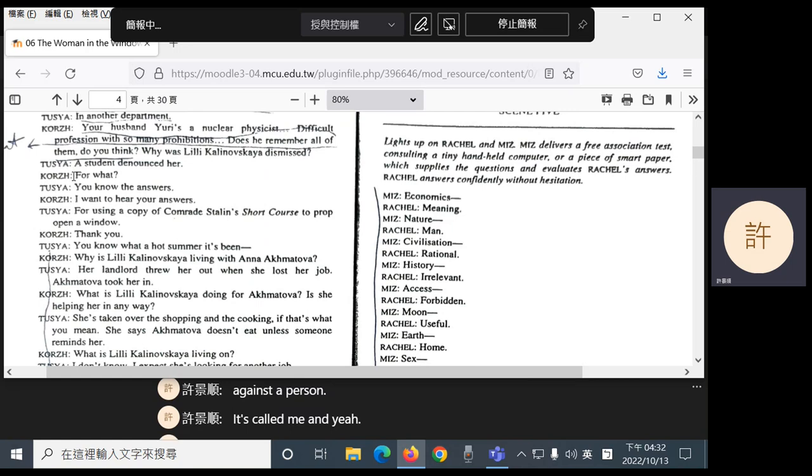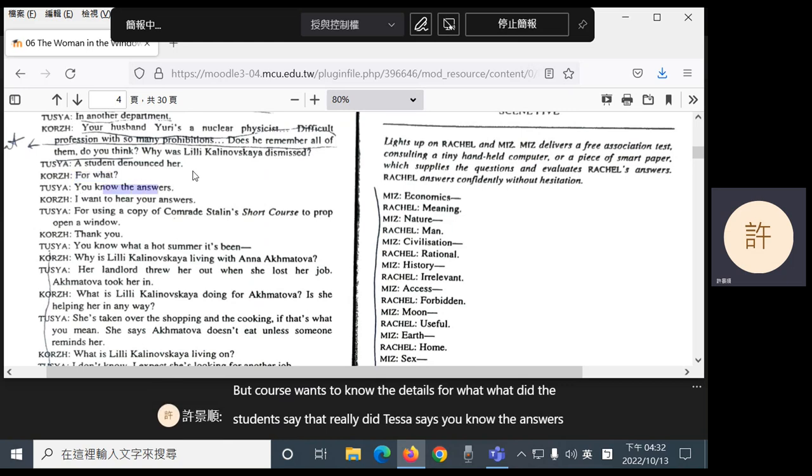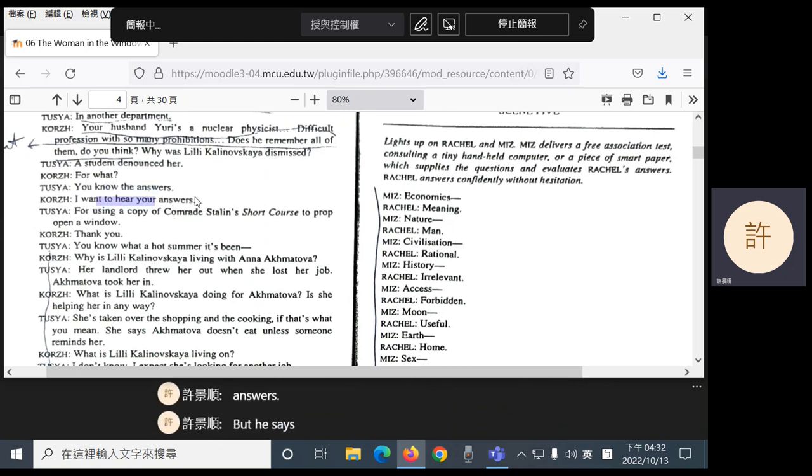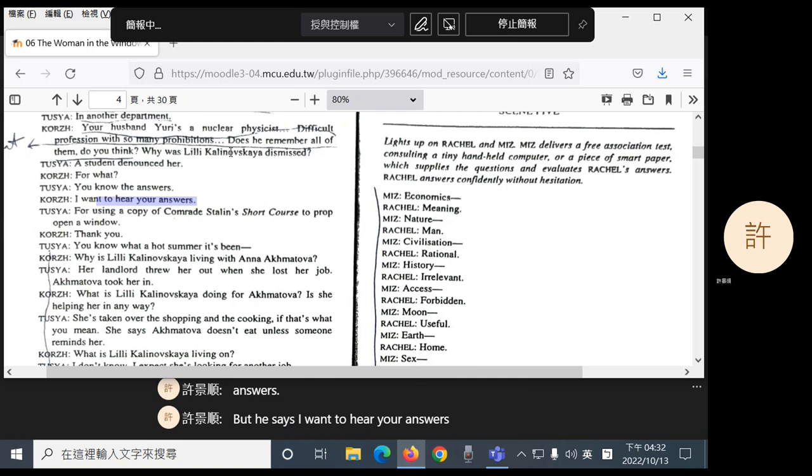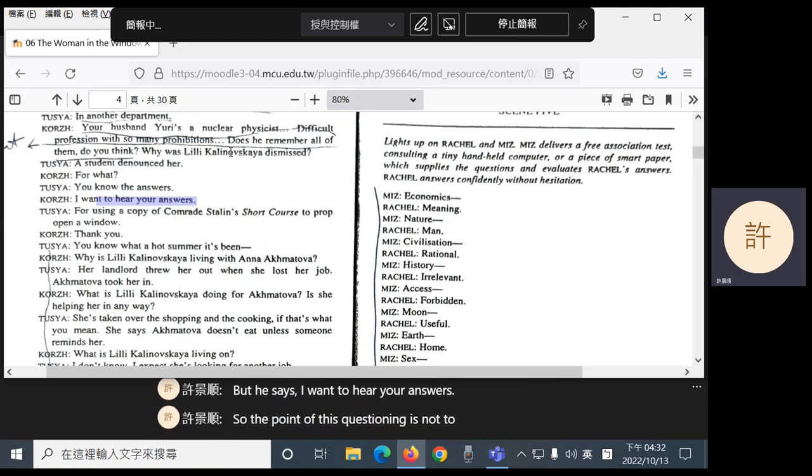But Kors wants to know the details. For what? What did the students say that Lily did? Tasya says, you know the answers. It's true, he's the secret police. He knows the answers. But he says, I want to hear your answers. So the point of this questioning is not to find out about Lily. It's to find out whether Tasya is obedient, whether Tasya is a good citizen and follows the law.